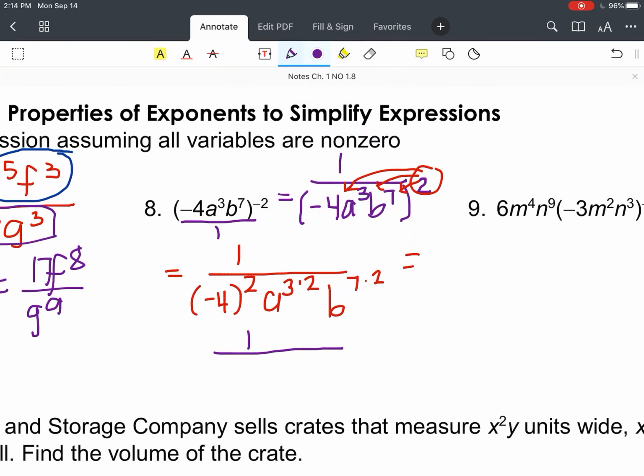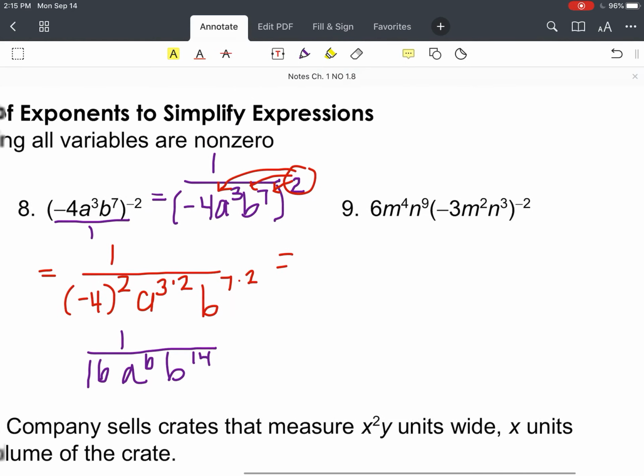The reason it was important to put negative 4 in parentheses is negative 4 times negative 4 is positive 16. If you left that negative out of the parentheses, you might be tempted to write a negative 16 here. But it's not. You're multiplying a negative times a negative, which is a positive. A to the 3 times 2 is 6. And then b to the 7 times 2 is 14. So that is your final answer.